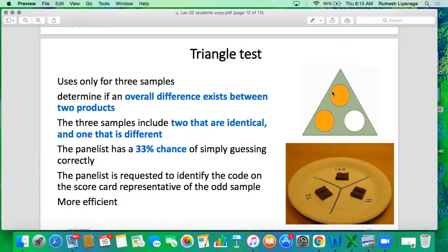You can see 2 are yellow color, 1 is white color. It means for the triangle test, we are using 3 samples. Out of these 3 samples, 2 are similar, right? Then we ask our panelists to identify the different sample. So it means the panelist has a 33% chance of simply guessing it correctly because there are 3 samples.